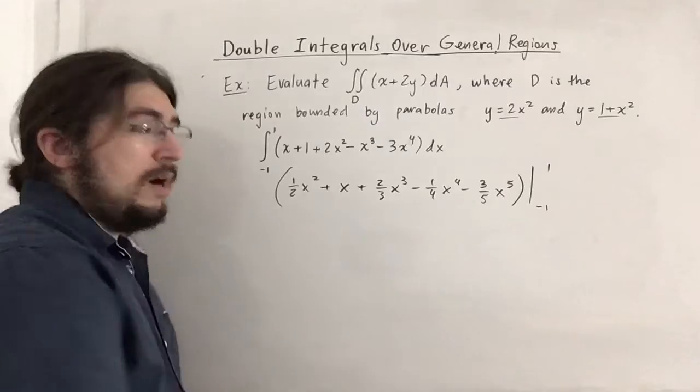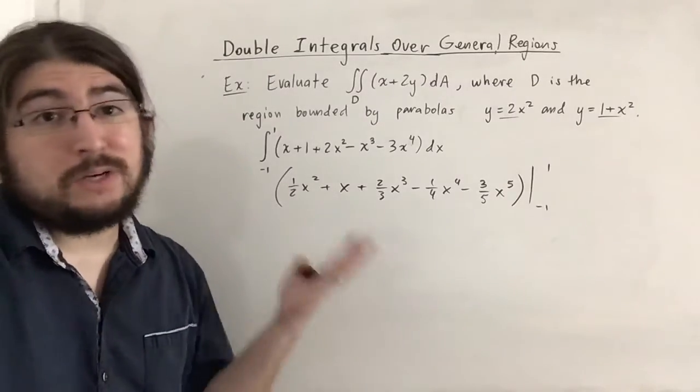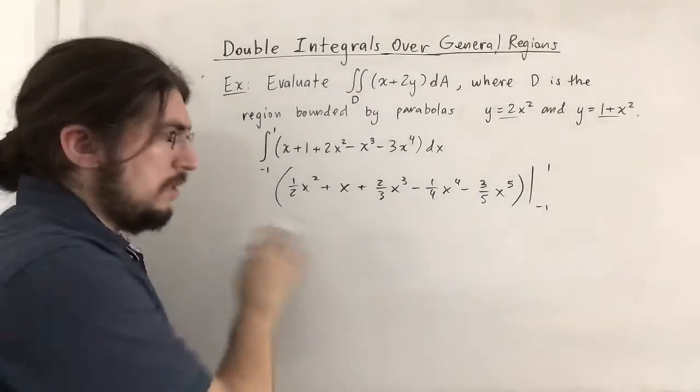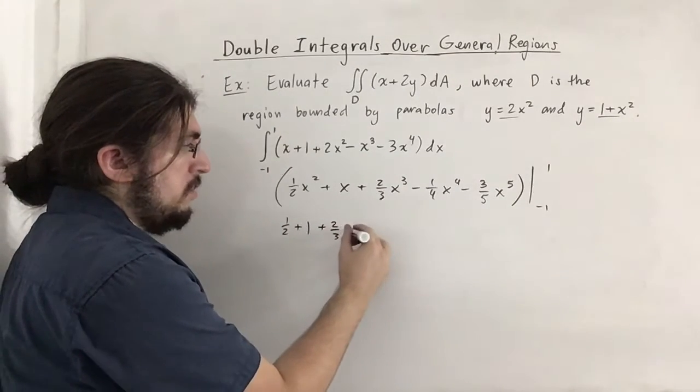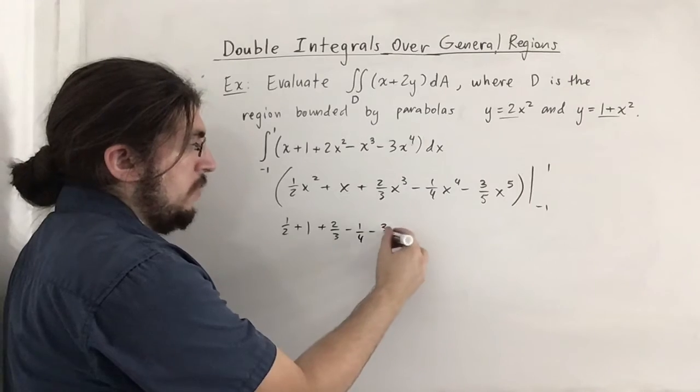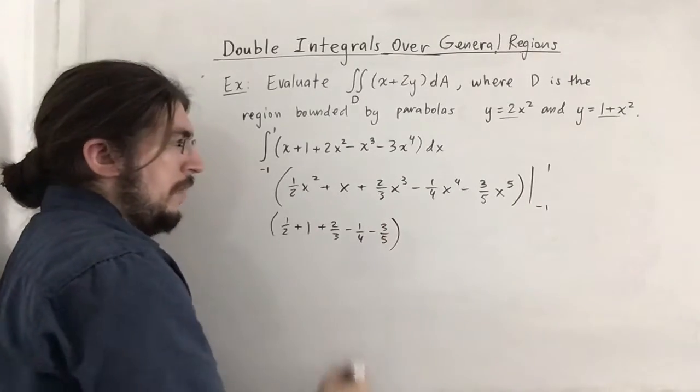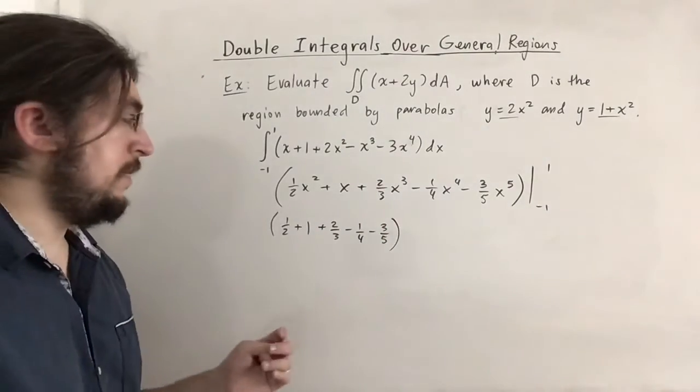Now when you plug in 1, these are just powers of 1, which are just 1 themselves. So really we just get the coefficients added. So that's going to be 1/2 plus 1 plus 2/3 minus 1/4 minus 3/5. It's a little bit to do this by hand, but I'll try my best.